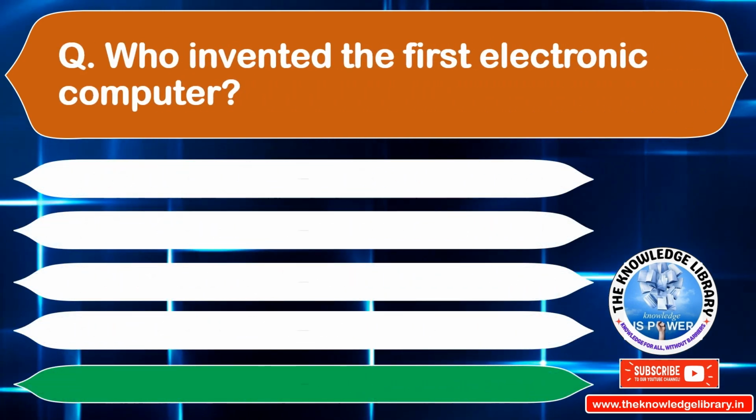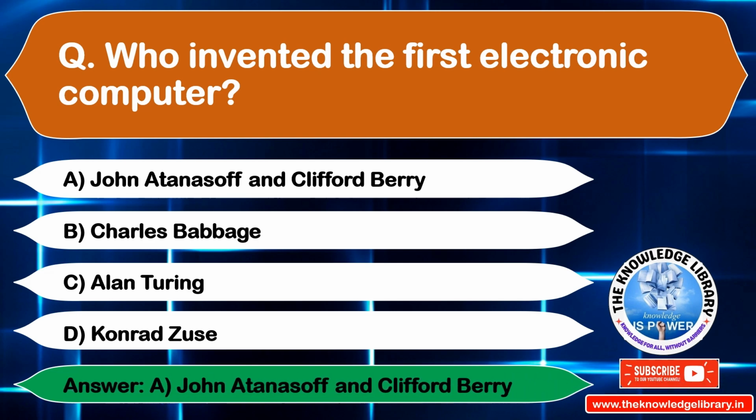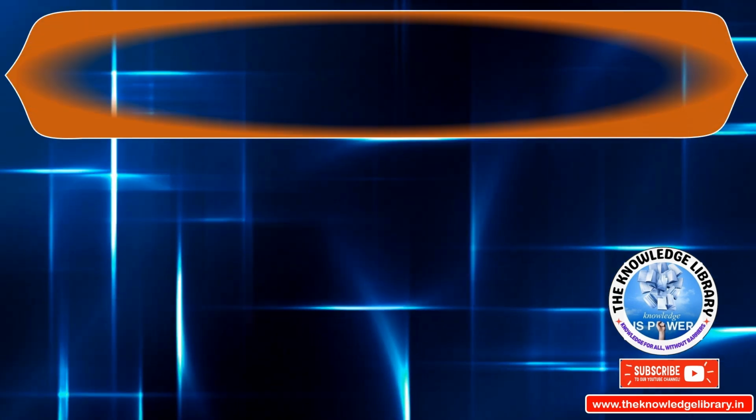Who invented the first electronic computer? Option A. John Atanasoff and Clifford Berry. Option B. Charles Babbage. Option C. Alan Turing. Option D. Konrad Zuse. The correct answer is option A. John Atanasoff and Clifford Berry. Move to the next question.